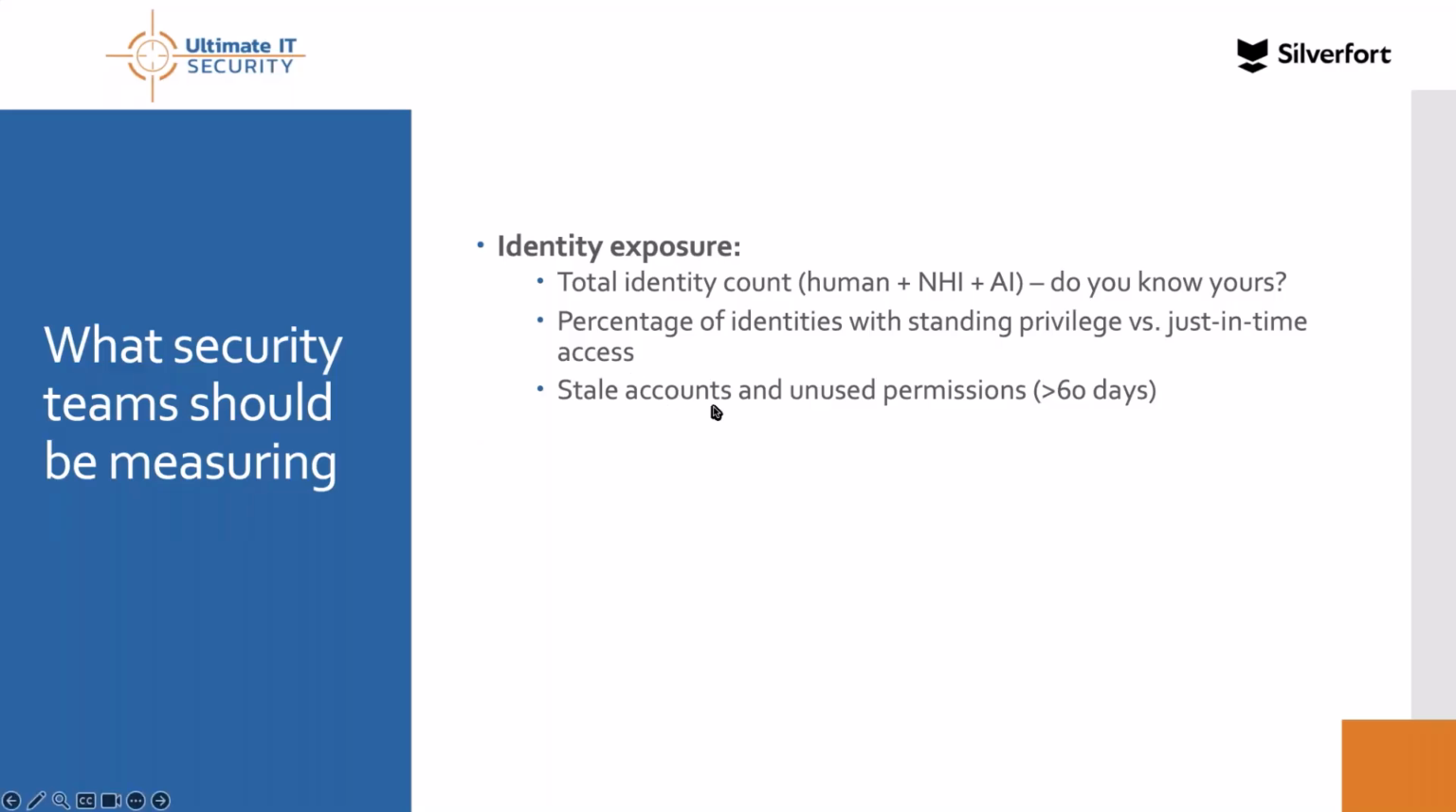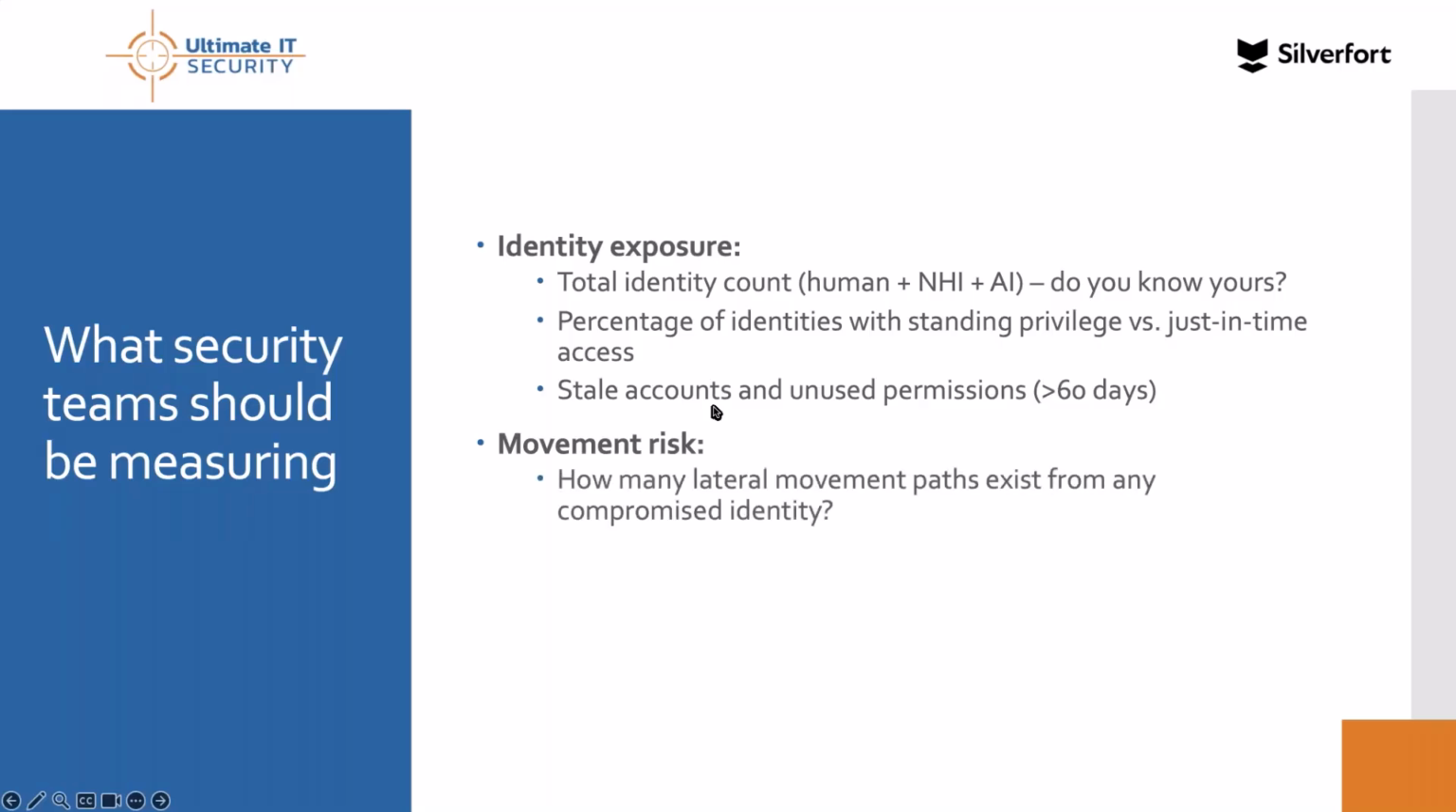So that's something that you should be measuring. On the movement risk with lateral movement, thinking about the paths that exist from a compromised identity. This is a tough one. This is meant more in concept because the answer to this question is somewhat infinite, or it'd be some massive number. In essence, I'm asking, if you have an account for Bob and Bob is privileged, how many paths exist for Bob?